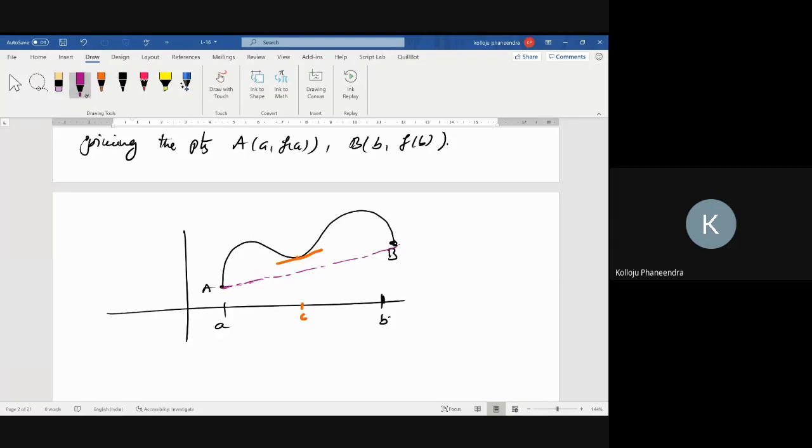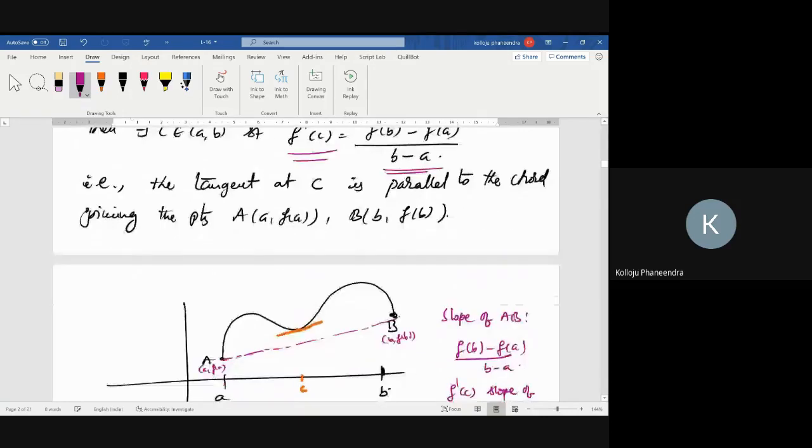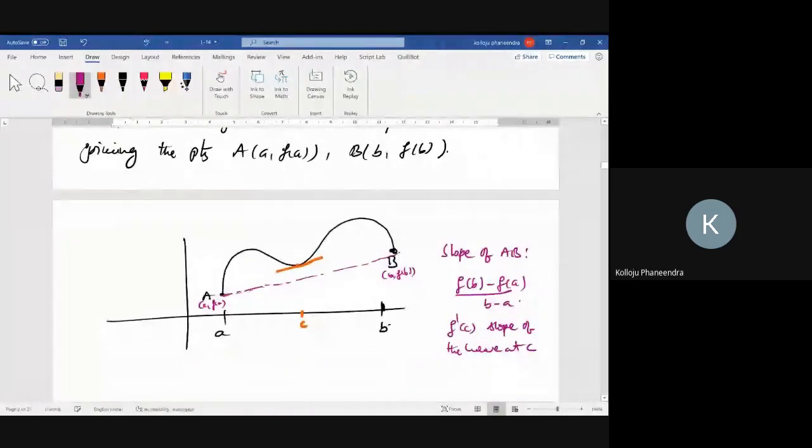What is the meaning? Slope of AB. Slope of the line AB is what? Clearly this is the point A comma f of A, and this is the point B comma f of B. So what is the slope? f(B) minus f(A) by B minus A, right? And f dash C means what? Slope of the curve at C. Both slopes are equal. This is equal to this one, which means this tangent is parallel to the line segment joining A and B. This is the geometric interpretation of Lagrange's mean value theorem.